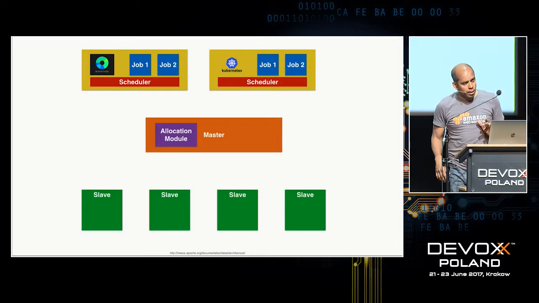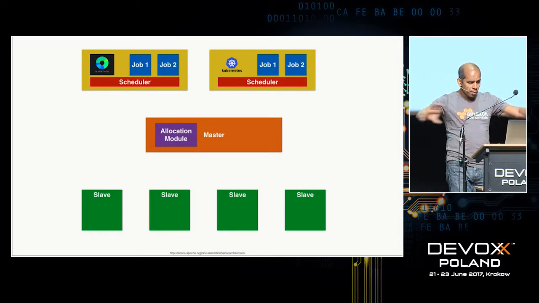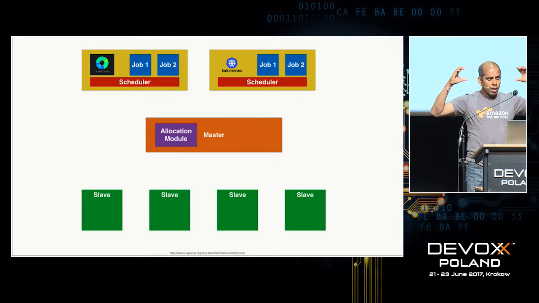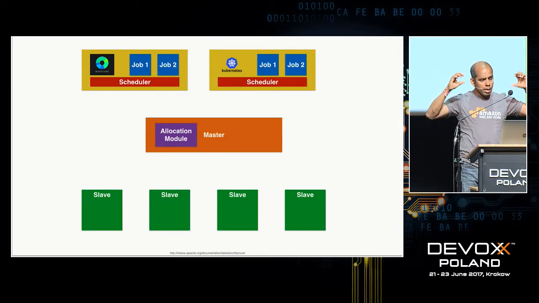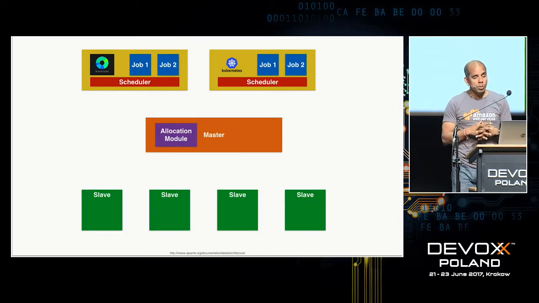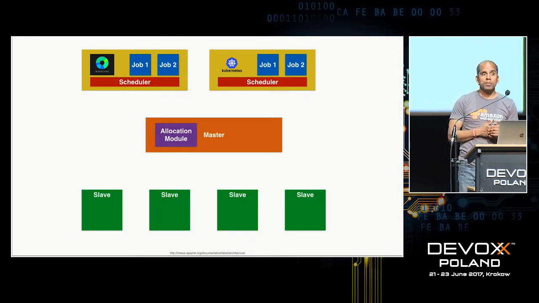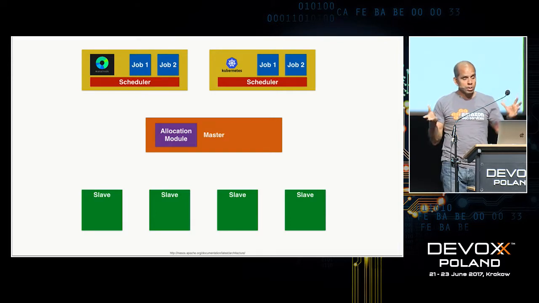So let's try to understand it slightly better. Now I have my 4 slaves down at the bottom. I have my master. In the master, there is an allocation module. And then on the top, I've got my different frameworks. In this case, I'm just showing a Marathon framework and a Kubernetes framework, and each of them has a job that needs to be executed. Let's say they both have 2 jobs, and they also have a scheduler as well.